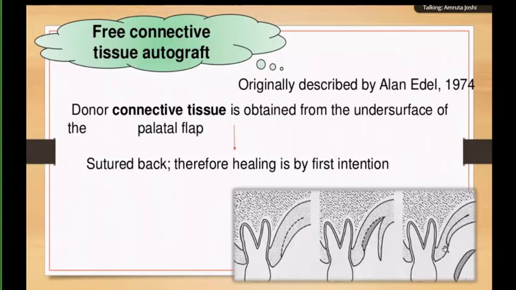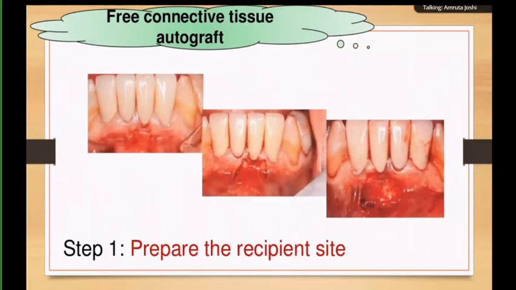What will this do? This will cover my donor site. So the comorbidity with the free gingival graft is not seen with free connective tissue graft. This is the first advantage. Now I will take that connective tissue. Here in the patient you can see the steps. Again the steps are the same. You create a recipient bed.